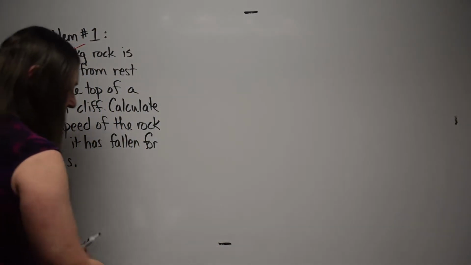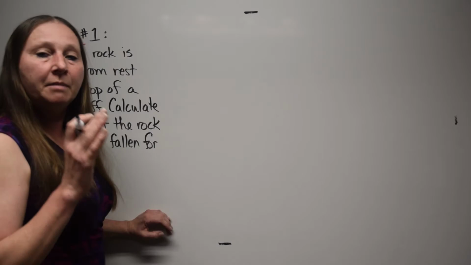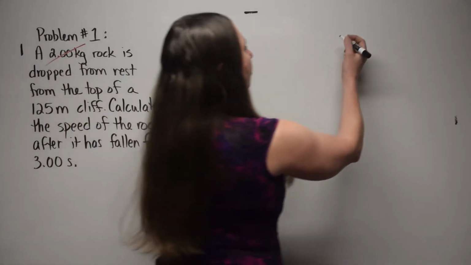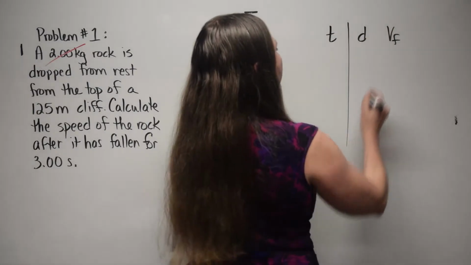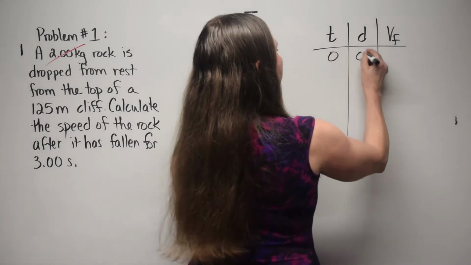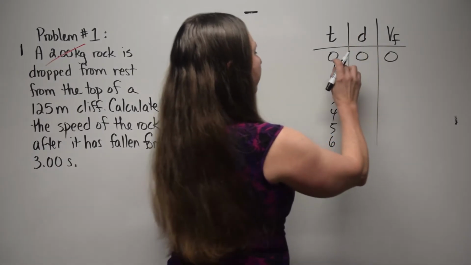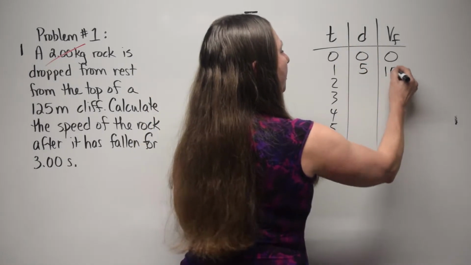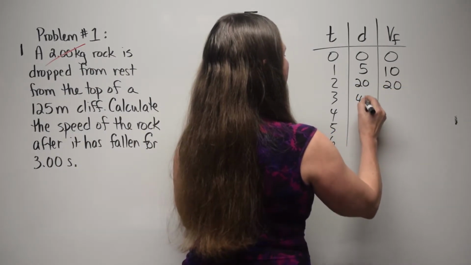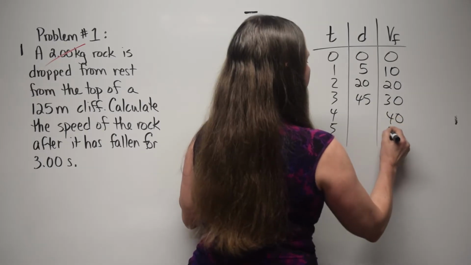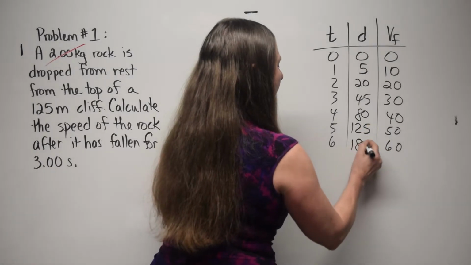Now, the other thing I want to say to you is that for this topic, you should have the magic chart memorized. So you should be able to do this. Time, distance, final velocity: 0, 0, 0, then 1, 2, 3, 4, 5, 6. After falling for 1 second, I'm down 5 meters. My speed is 10 meters per second. Then 20 and 45 and 30. I know this is 30, 40, 50, 60. And this is 45, 80, 125, and 180.